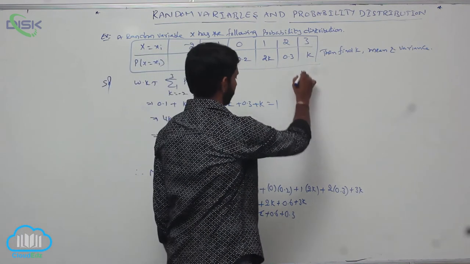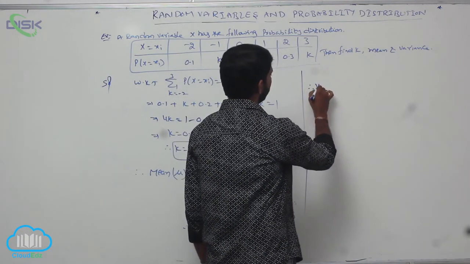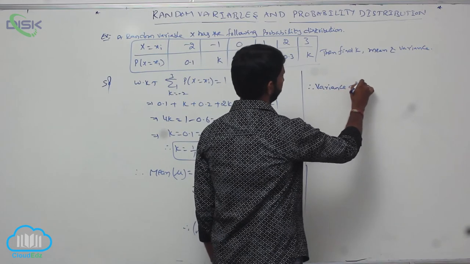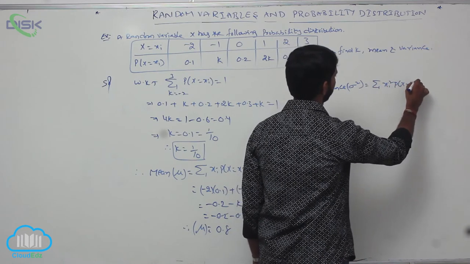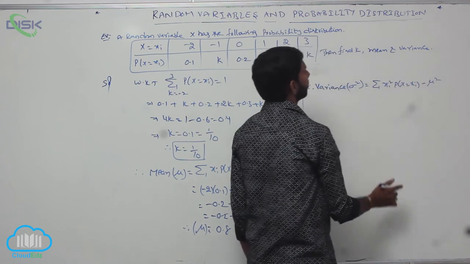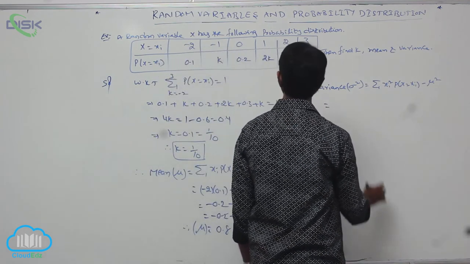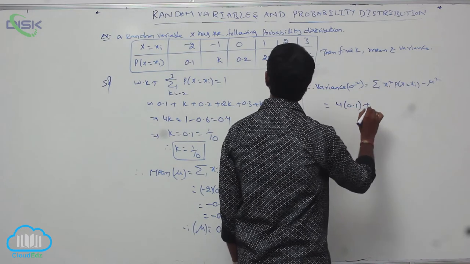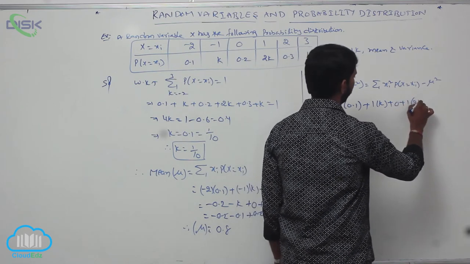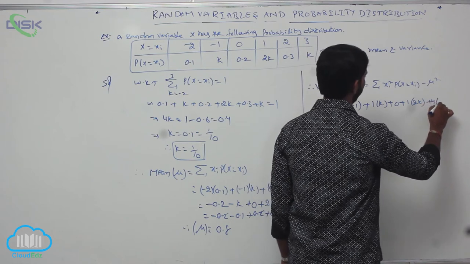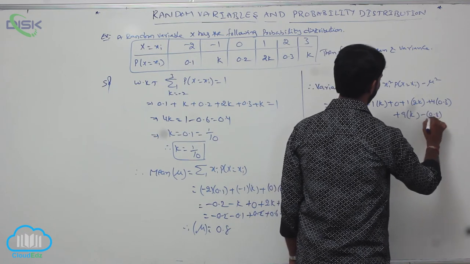And next one, variance. Therefore, variance sigma square is equal to sigma xi square into P of x equal to xi minus mu square. That is equal to, here xi square: 4 into 0.1 plus 1 into k plus 0 plus 1 into 2k plus 4 into 0.3 plus 9 into k, minus 0.8 whole square.